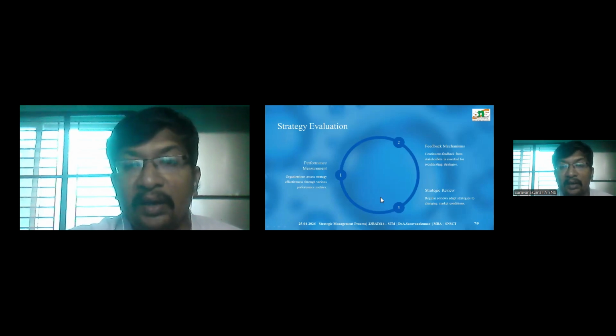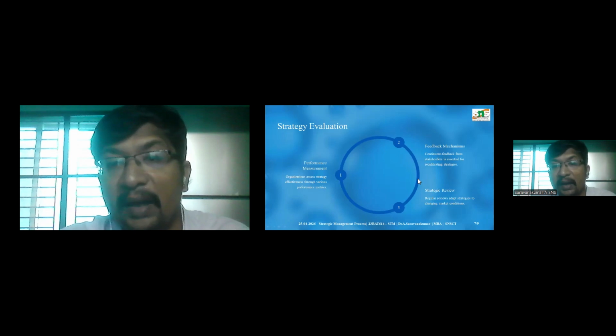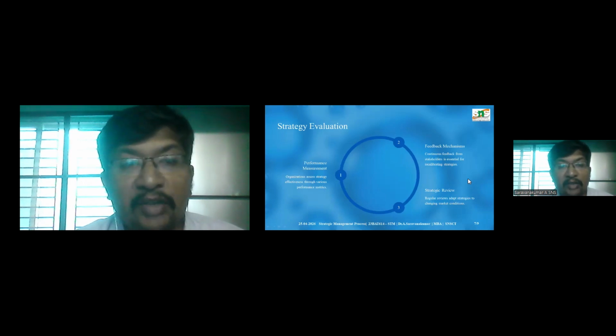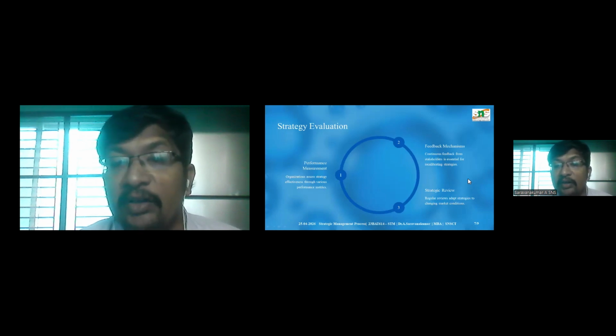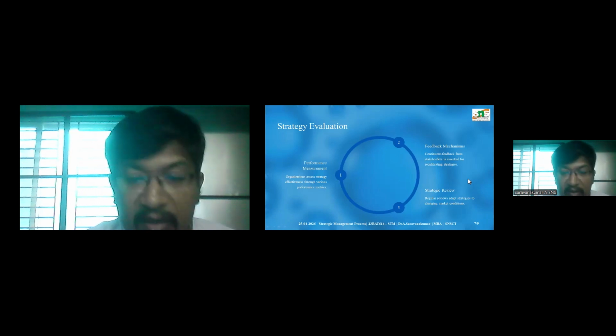So it will be aligned with the design thinking process: empathize, define, ideate, prototype, and testing. Empathize is nothing but problem identification. Strategy evaluation, performance measurement: the organization assesses strategy effectiveness through various performance metrics and feedback mechanisms. Continuous feedback from stakeholders is essential for recalibrating strategies. Strategic review: regular reviews adapt strategies to changing market conditions.